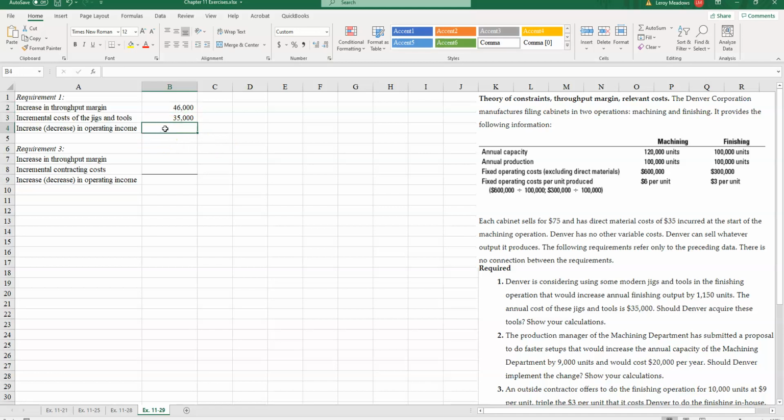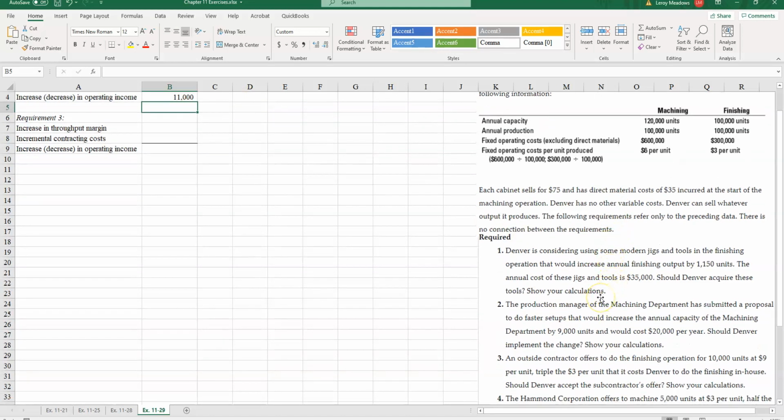So what is my increase or decrease in operating income? Well, I'm going to have an increase of $11,000. And why is that? Because the increase in throughput margin is $11,000 more than the incremental cost of the jigs. So I can spend $35,000 for these jigs and tools, and that's going to generate an additional contribution or throughput margin of $46,000. So I come out ahead by $11,000 in operating income if I go ahead and buy these jigs to increase output.